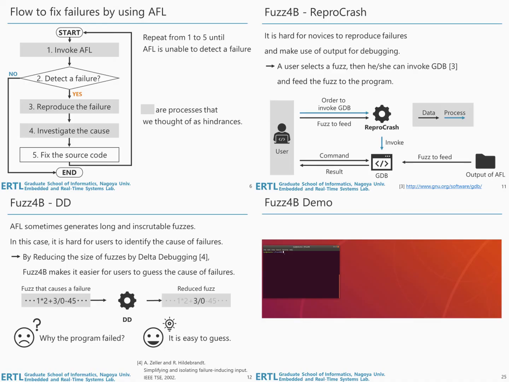As a conclusion, in order to address AFL's hindrances, we propose Fuzz4B, which is a front end to AFL for novices. Fuzz4B also provides users the Pro Crash to reproduce failures and DD to reduce the size of fuzzes. Finally, we demonstrated the use of Fuzz4B to discover the failure of an open source library.